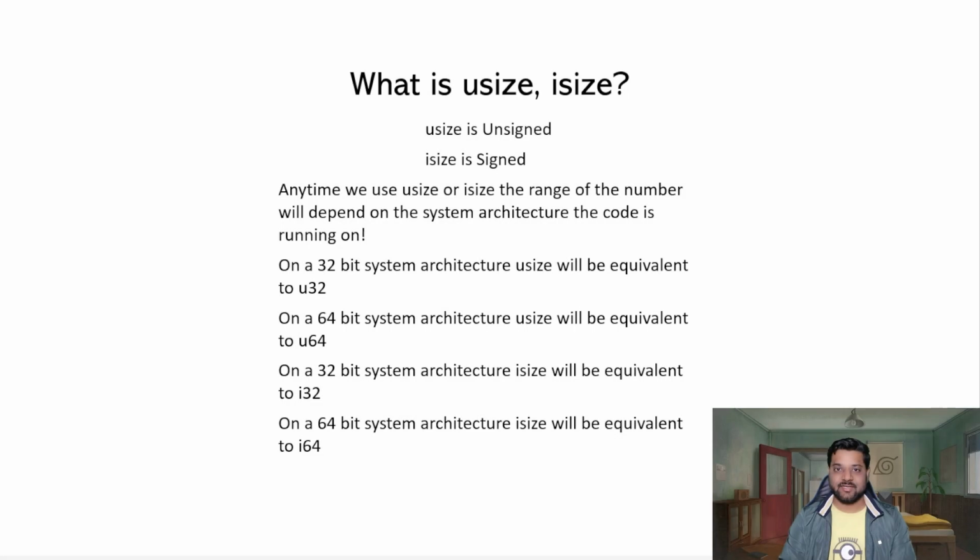So what is usize and isize? Usize is actually unsigned, isize is actually signed. Anytime you use usize or isize, the range of the number will actually depend on the system architecture that you are using. If you are using a 32-bit system architecture, then usize will be equivalent to U32. If you are using a 64-bit system architecture, then usize will be equivalent to U64. Similarly for isize, if you are using a 32-bit system architecture, then it will be equivalent to I32. And if you are using a 64-bit version, then isize will be equivalent to I64.